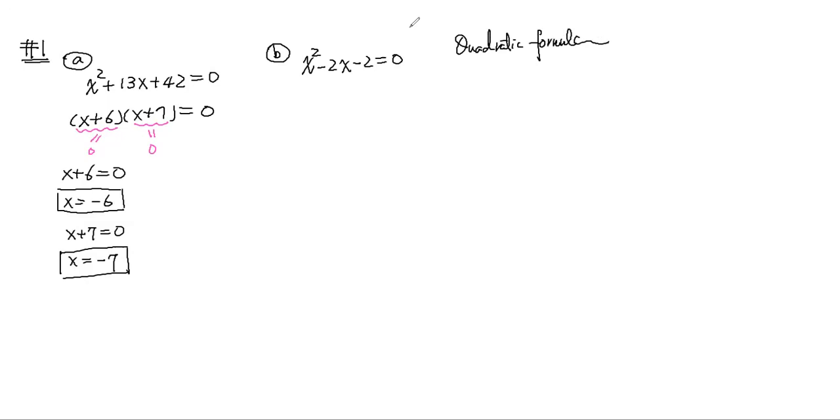So let me write this quadratic formula here, and you might want to summarize that on a piece of paper so it will be handy. We can solve this equation by using the quadratic formula. x equals negative b plus or minus the square root of b squared minus 4ac, all over 2a. So what are a, b, and c? This is ax squared plus bx plus c equal to 0.